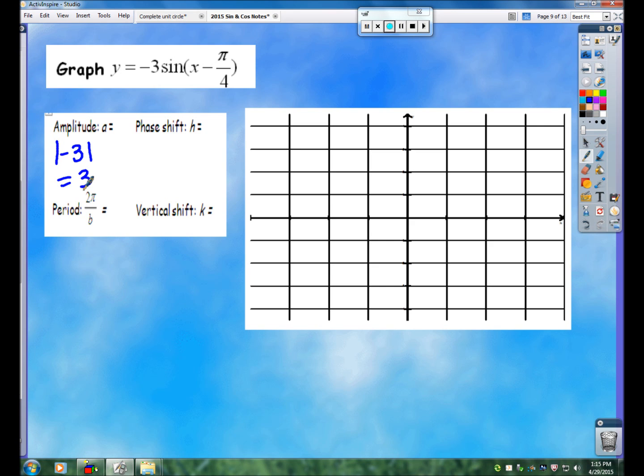All right, this one has a phase shift. All right, our h is pi over 4. So that means our graph is going to move right pi over 4. Right 45 degrees. All right, our period, our b is 1. So this is 2 pi over 1, which is just 2 pi. So we're going to start at 0, go to 2 pi. We're going to divide that evenly into 4ths. All right, so 2 pi over 4 is pi over 2.